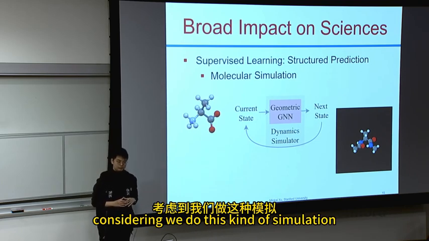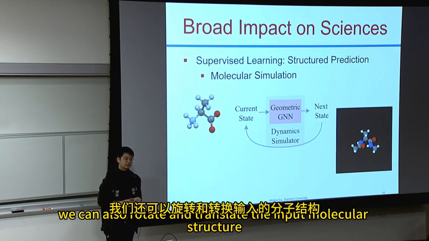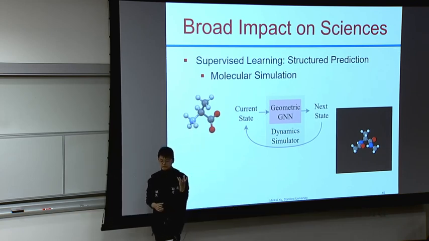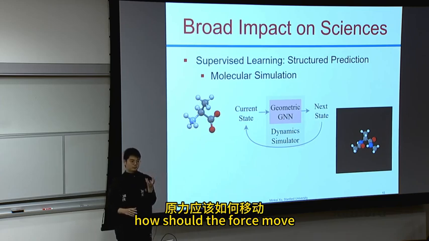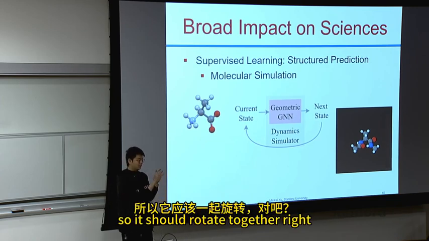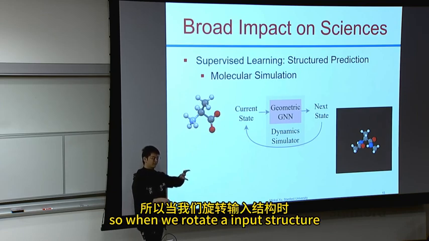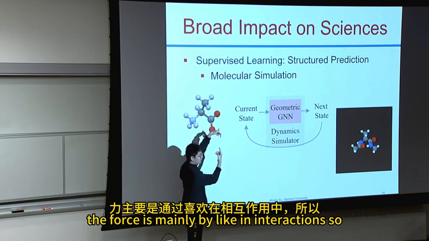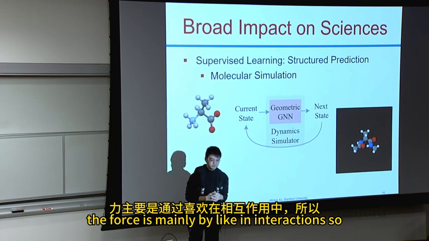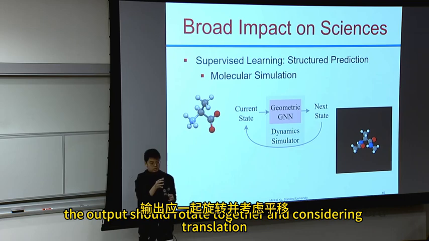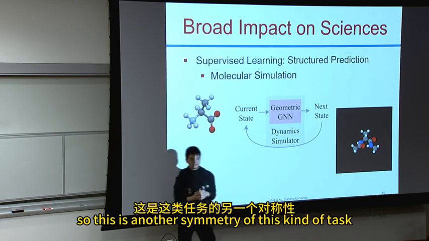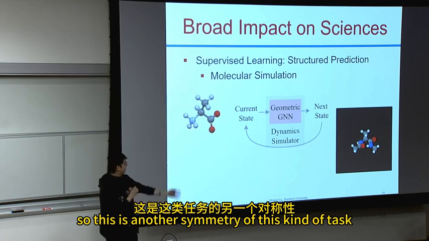Considering we do this kind of simulation, we can also rotate and translate the input molecular structure. And how should the force move? So it should rotate together, right? So when we rotate an input structure, the force is mainly by interactions. So the output should rotate together. And considering translation, no matter how we translate, force will stay the same. So this is another symmetry of this kind of task.